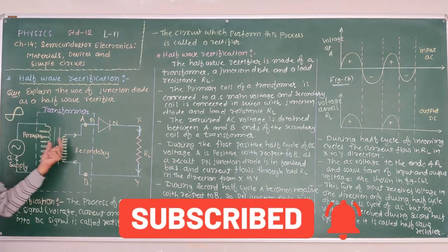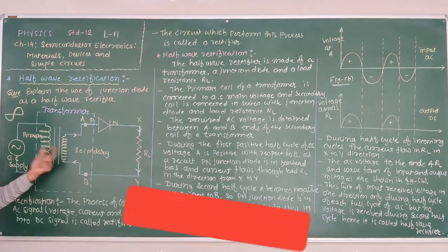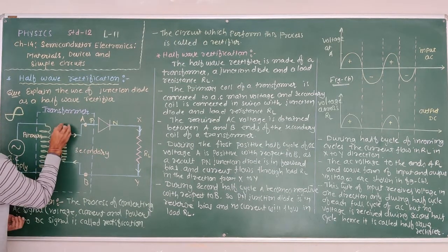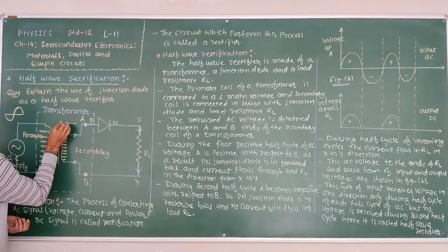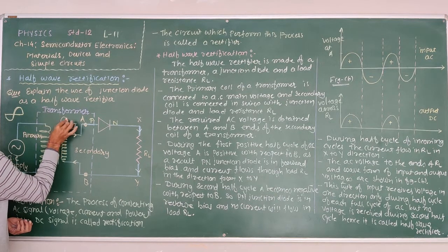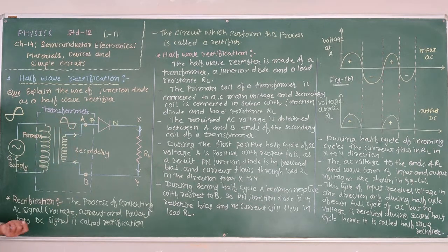Whatever voltage we obtain across the secondary coil is the same. But here the phase difference is 180 degrees. Therefore, here negative is given, so we obtain the positive half cycle, 180 degrees out of phase. This signal is only for your understanding. Right? Okay.